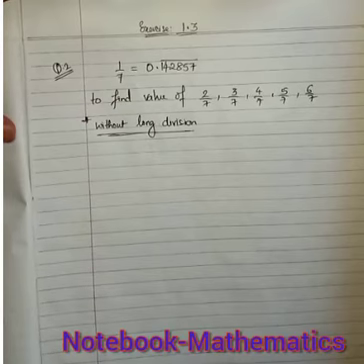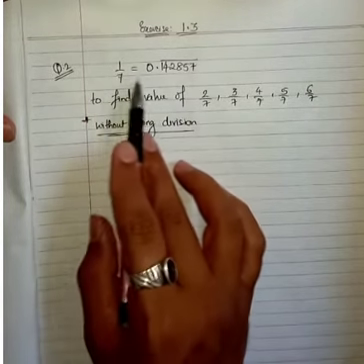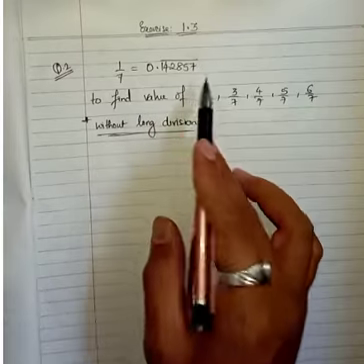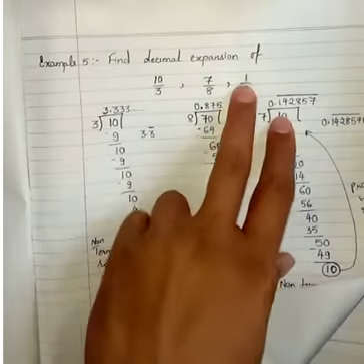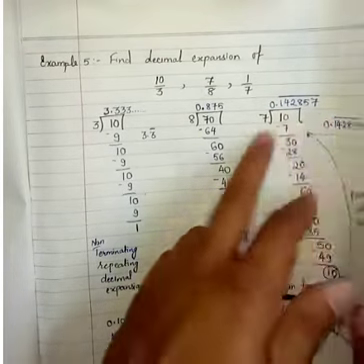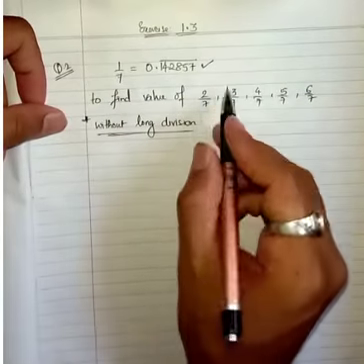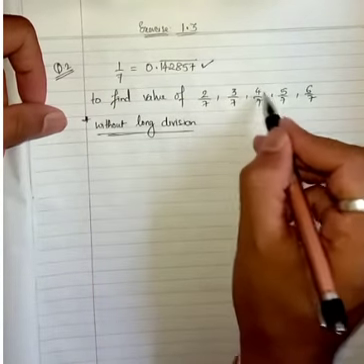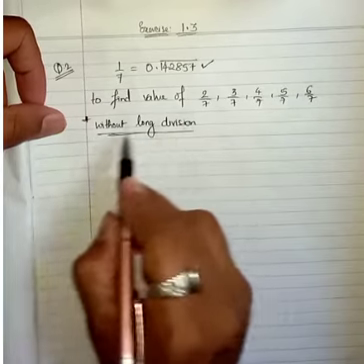Question number 2 of exercise 1.3: the decimal expansion of 1 by 7 is this, as we have seen in our previous section. See, 1 by 7 can be written as 0.142857 bar. So they wrote this. We need to find the value of 2 by 7, 3 by 7, 4 by 7, 5 by 7 and 6 by 7, but without long division.